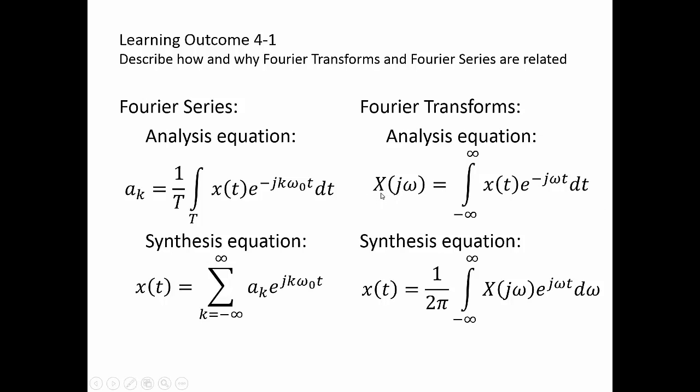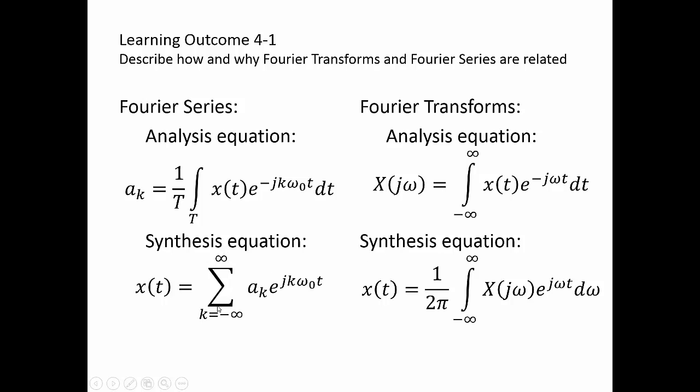We usually write it with a capital letter, and the j is there just as a general convention. It really is just a function of omega. We're integrating over one period. How big is our period? It goes from minus infinity to infinity, so we're doing the same thing there. x(t), e to the negative j k omega naught t. We saw all through chapter 3 that k times omega naught is omega. That's no different. dt. They look pretty similar.